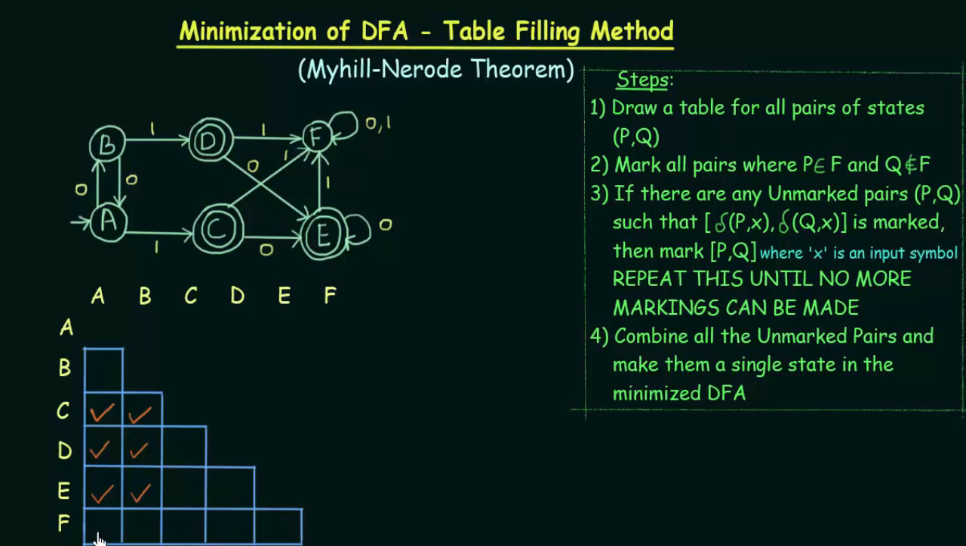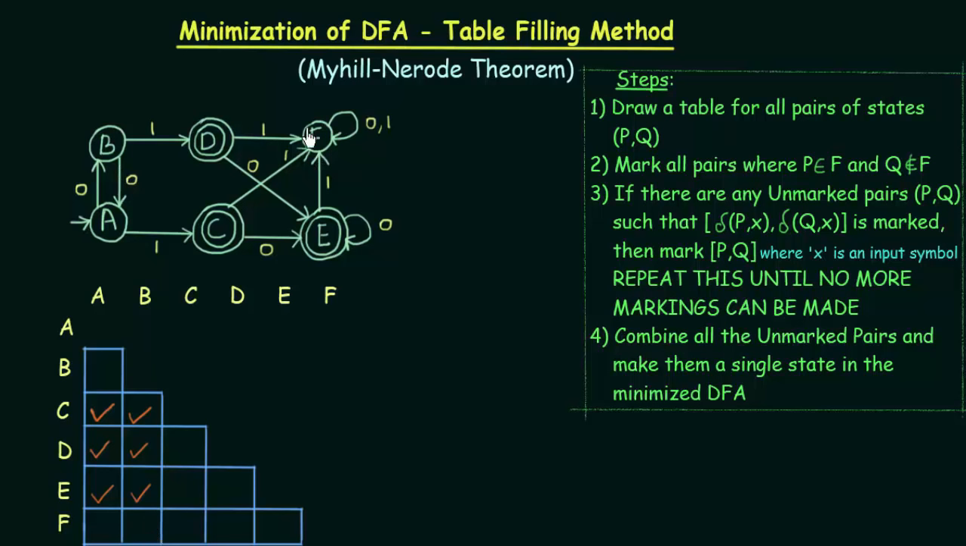And come to this FA. F and A. F is a non-final state, A is also a non-final state. Since both are non-final, we cannot mark. And come to this, this is FB. We see that F and B both are non-final states, no need to mark.